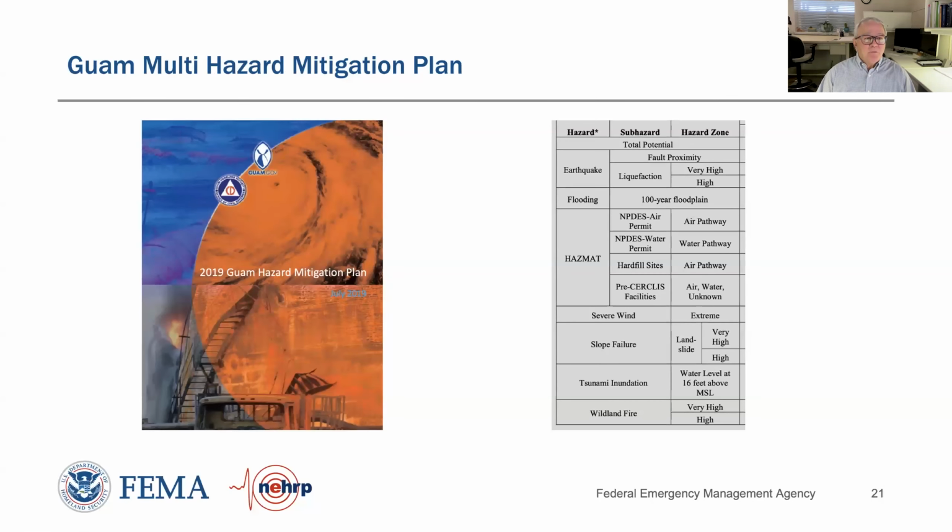Here's an example of a multi-hazard mitigation plan for Guam. You can see by the table on the right, the hazard is listed on the left: earthquakes, flooding, severe wind, slope failure, tsunami inundation, wildfire. And then on the right, the hazard zone. And so it's specifically listed as very high, and all the way down. So you'll want to look to your state hazard mitigation plan to figure out some of these exposures for your schools.